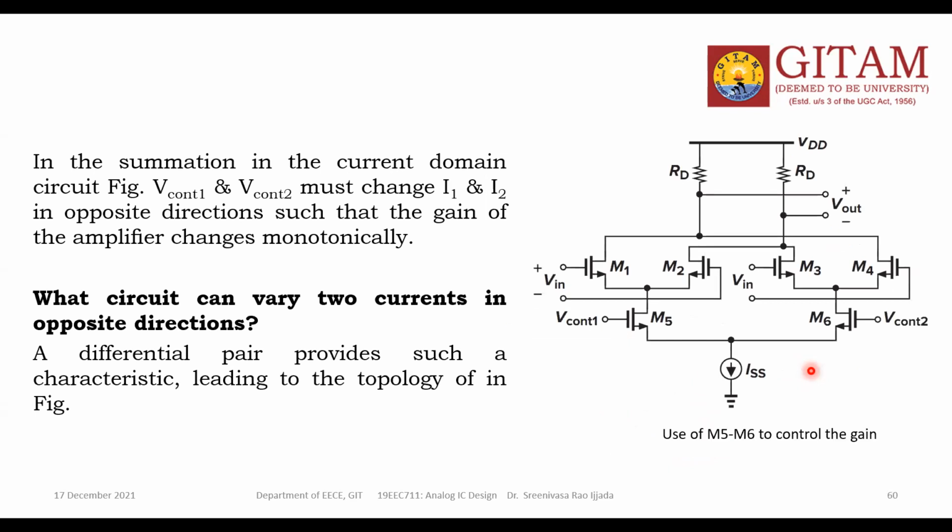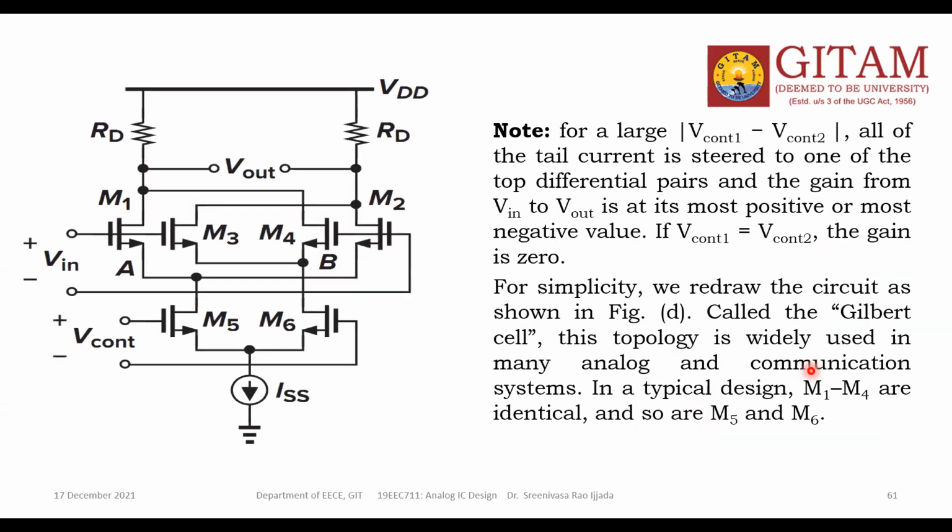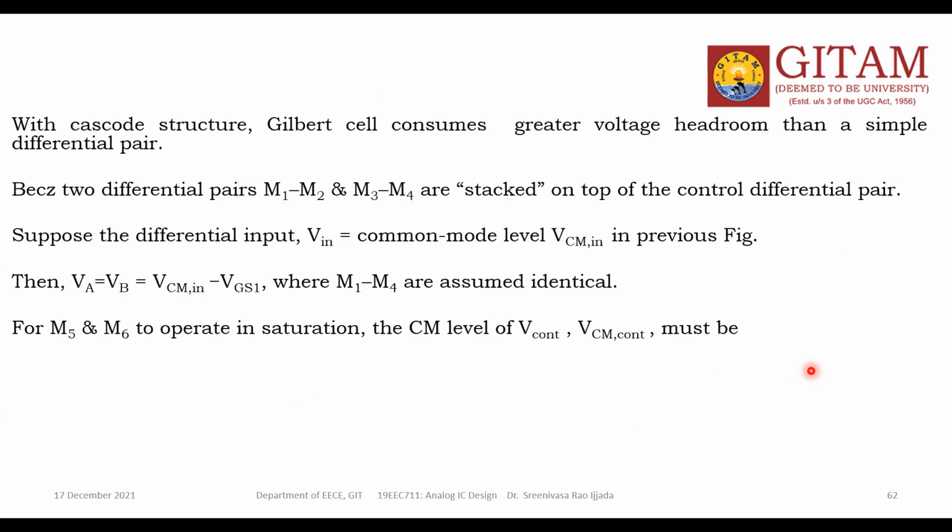Now what happens? After rearranging the devices, you get this structure. This is called the Gilbert topology. In the Gilbert topology, this is the control differential pair, and these are the differential pairs, two differential pairs actually. One more thing: suppose the input voltage applied to the differential pairs is equal to Vin,CM, then what should be the control voltage? For that, this is the condition.